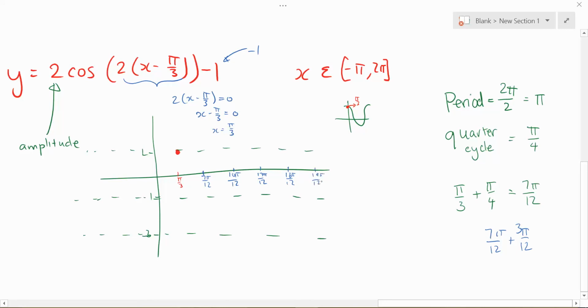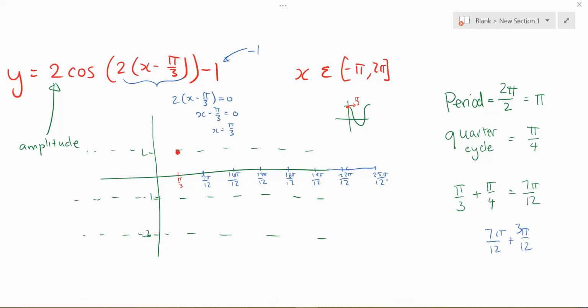If I want to get to the next quarter cycle, you do the same thing again and you say 22 pi on 12. But remember, you want to get up to 2 pi. 2 pi is equivalent to 24 out of 12. So I'm still not there yet. To add another 3, the next quarter cycle would be 25 pi on 12, which is out of my domain. So I know my graph is going to finish before I even get there.